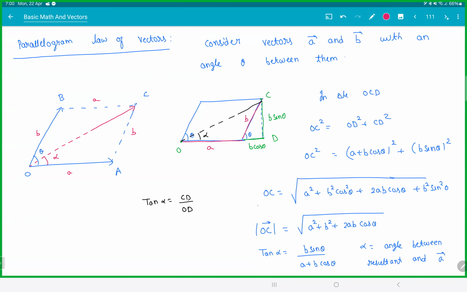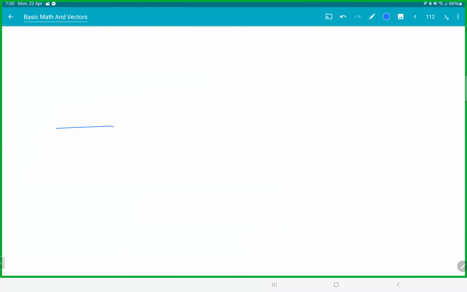Have a look at this. You can note down this if you want. If you actually think about this, this is what we did. See what I did, I'll tell you. This is A bar, this is B bar, this is theta. I resolve them into components. So this is A bar, this became B cos theta, and this became B sin theta.